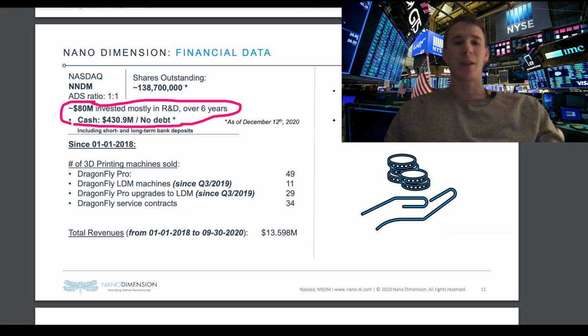But before we get into that, I do want to talk a little bit about the cash on hand. So here, Nano Dimension tells us that over the last 6 years, they've invested about 60 million in R&D. So that's really not that much over a 6-year period, considering we have $430 million and no debt now. So really, when I see this, I'm either thinking, okay, are they planning on like 5xing their spending on R&D over the next 6 years? Or are they going to use all this cash for something else?